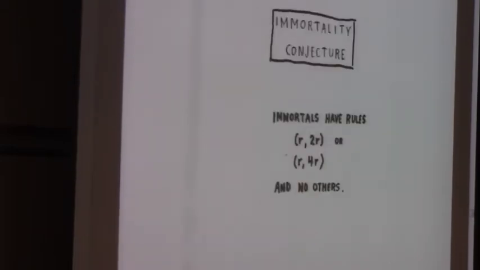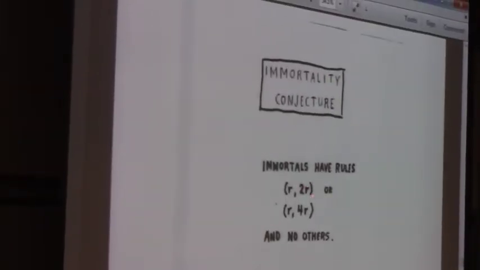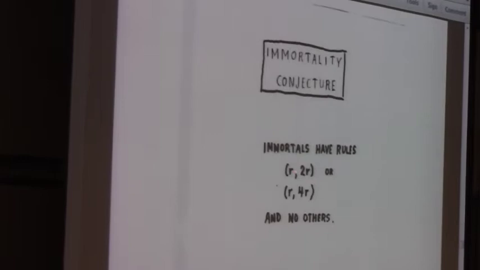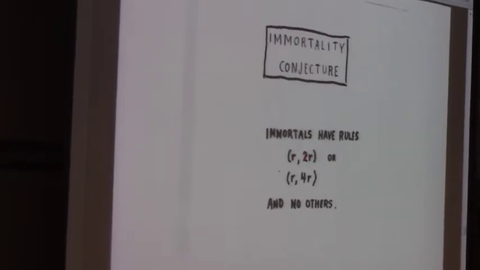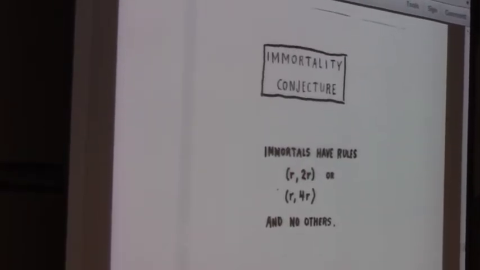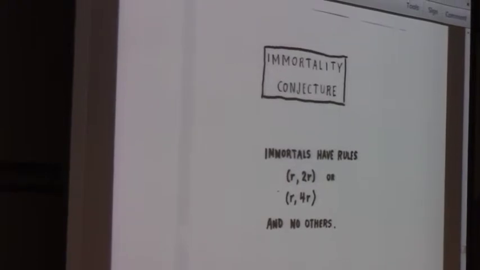We made a conjecture as to which ones are immortal, and they always have to have the form either R, 2R or R, 4R. For initial conditions 1, 1, 1, almost none of them are immortal, but for initial conditions 1, 2, 3, 4, all of these seem to be immortal.